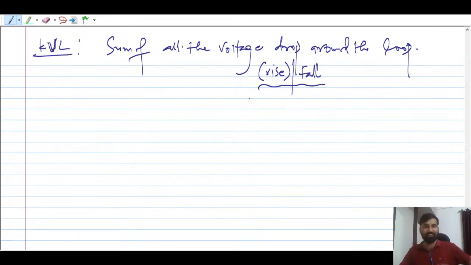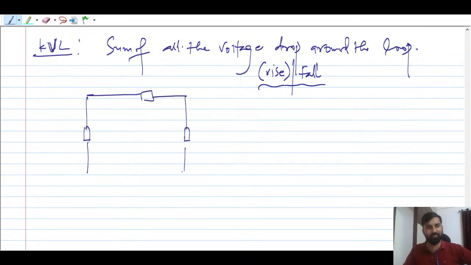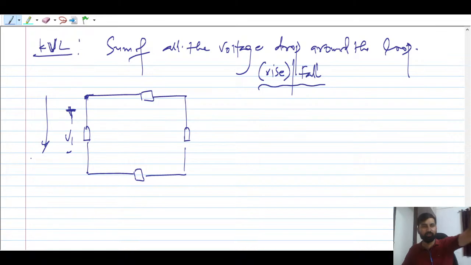Why I'm saying rise and fall? See, if you're moving, suppose this is the element here, right? This is the element, this is the element, this is the element, right? Okay. Suppose this is plus to minus V1. So this is at high potential, right? Certainly plus is at high potential. It is at low. So if you're moving like this, so what you're going to do?